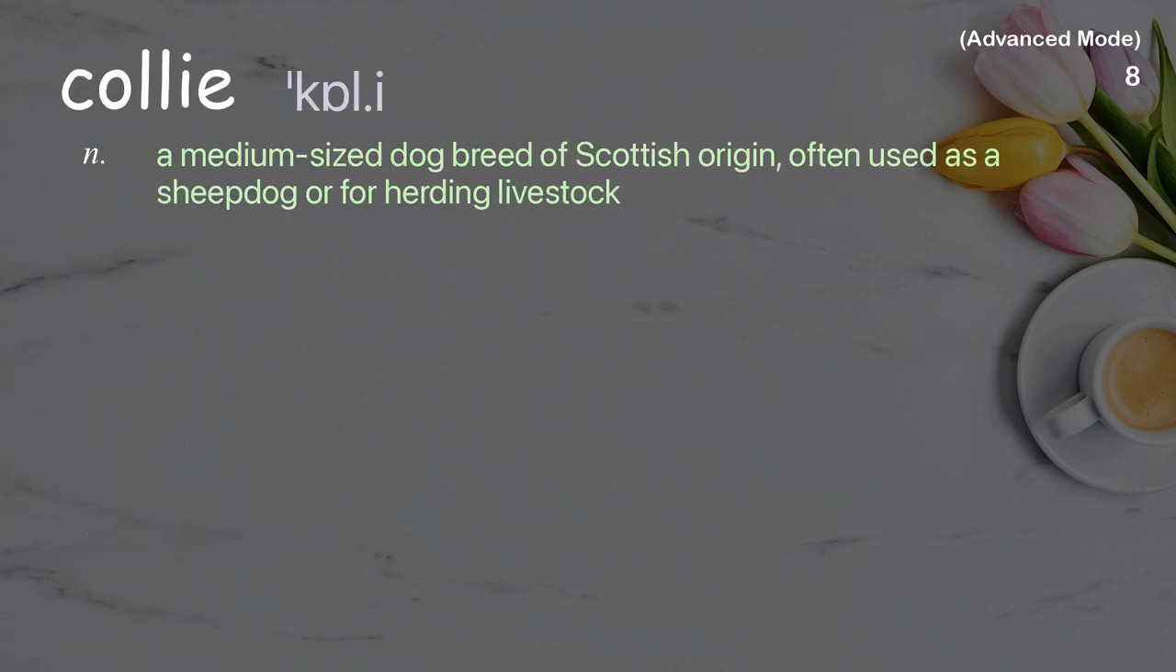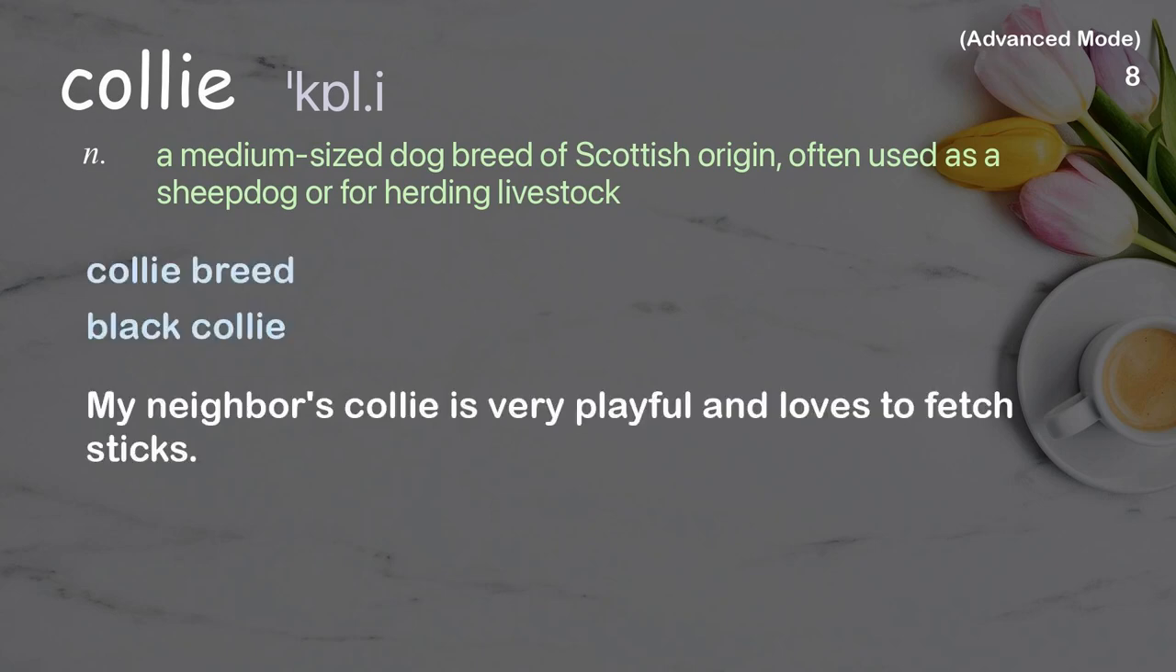Collie. A medium-sized dog breed of Scottish origin, often used as a sheepdog or for herding livestock. Examples. Collie breed. Black collie. My neighbor's collie is very playful and loves to fetch sticks.